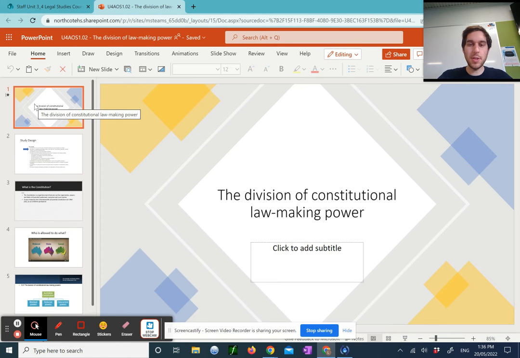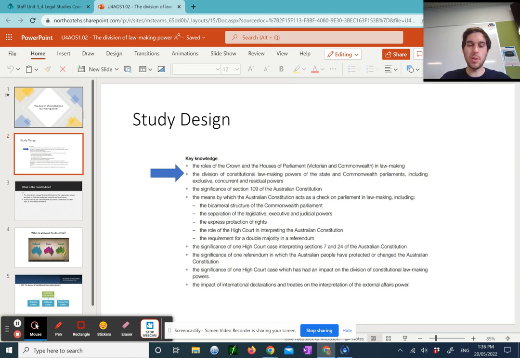Welcome to Legal Studies, and today we're going to be learning about the division of constitutional lawmaking power. So where are we in the study design? Well, we've just started Unit 4, Area Study 1. We're here on our second dot point, and you'll see that we're going to be learning about constitutional lawmaking power, and that's going to require you to know three things.